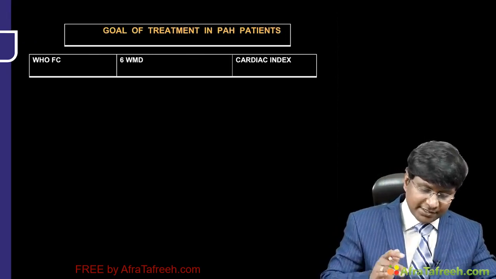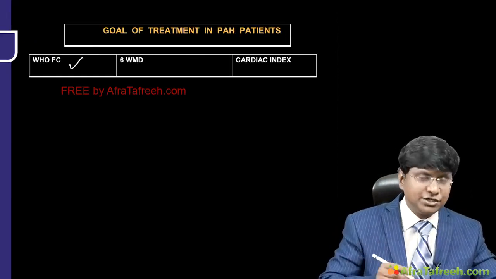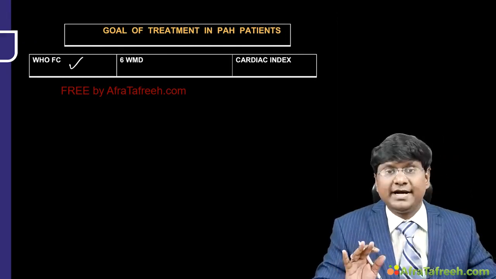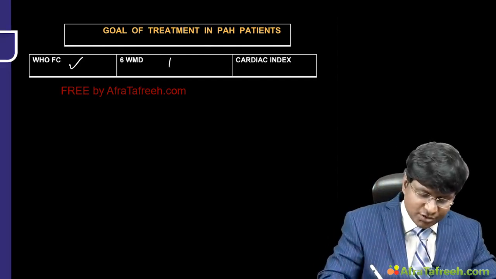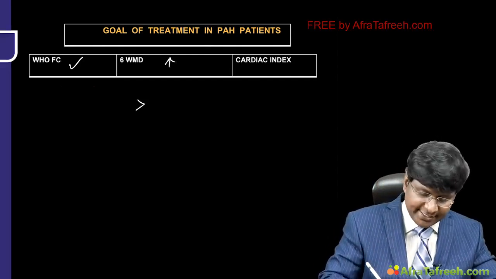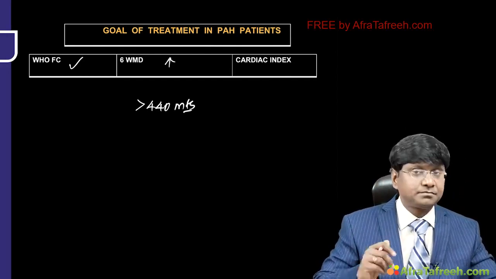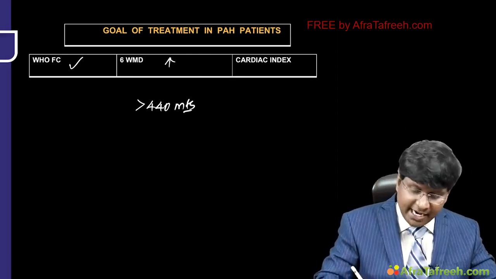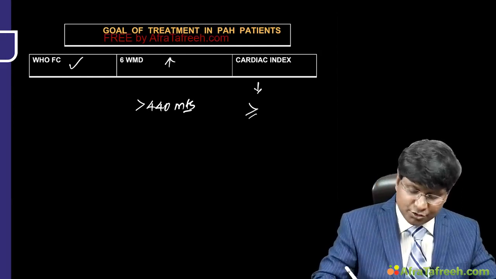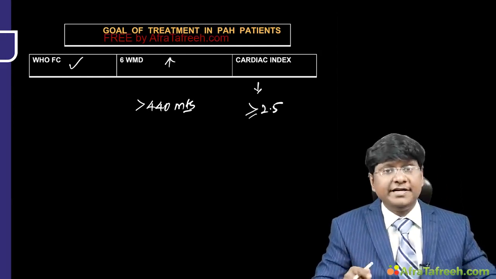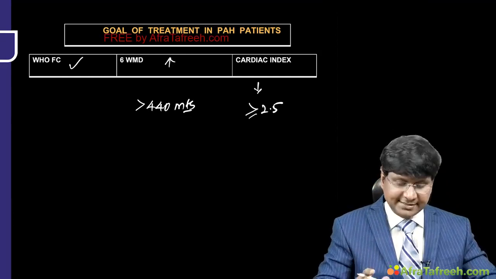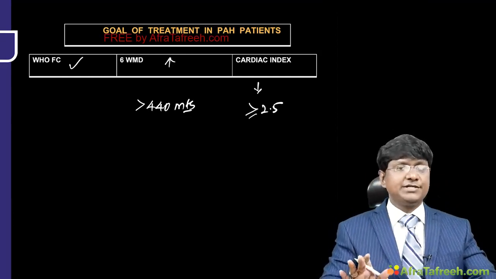Okay. So the goal of the treatment is that the WHO functional class has to be improved. The 6 minute walk distance should be increased. It should be more than 440 meters once you give the treatment, and cardiac index has to be improved. That should be more than 2.5 liters per minute per meter square. That is the goal of the PAH treatment.